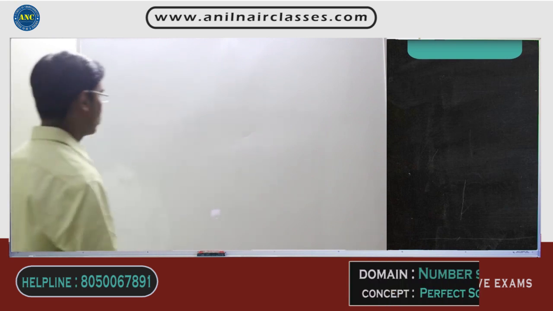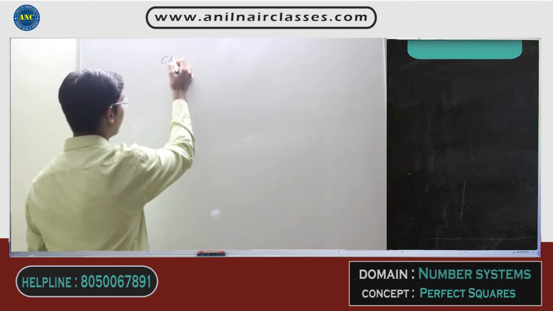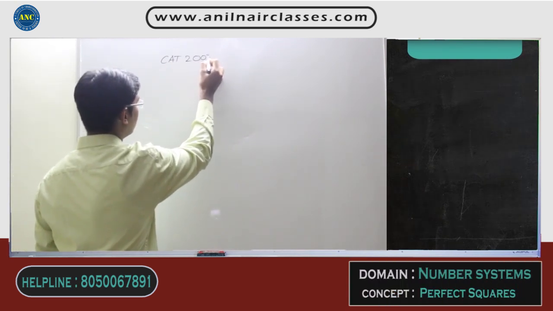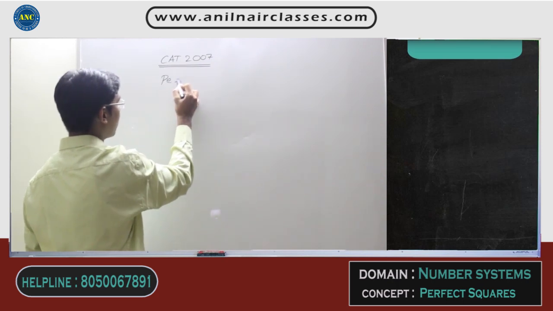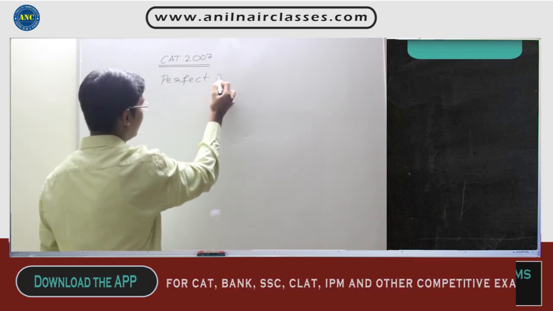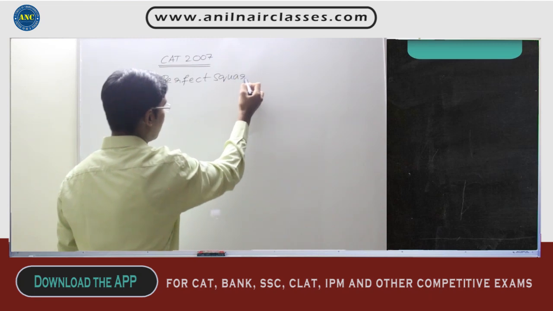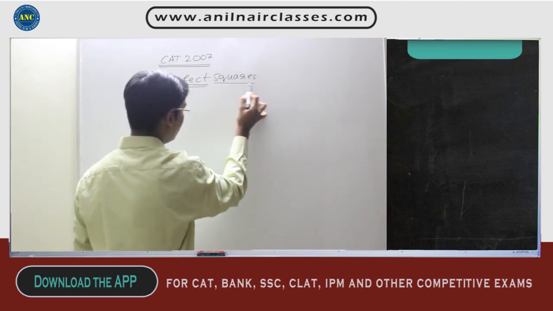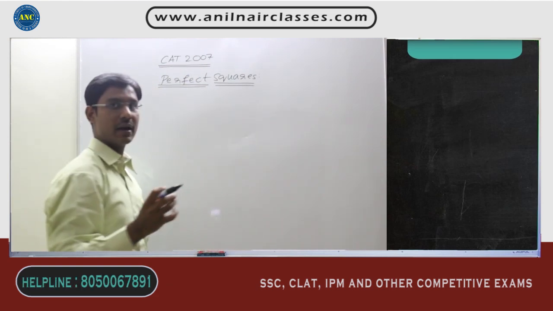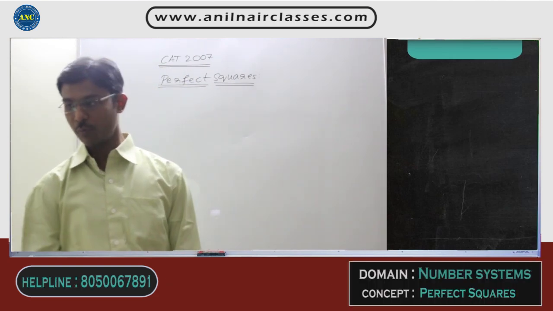Now, we will solve some questions on CAT 2007. Before we start with the first problem, first you need to know some concept behind perfect squares. This is already discussed in our regular class, but still I will take 2 examples for your understanding. Now first write down a point. A perfect square never ends with. Please write down this point, sir.